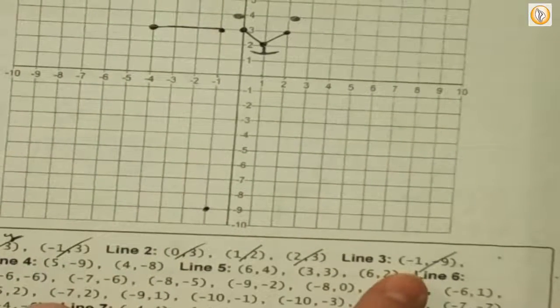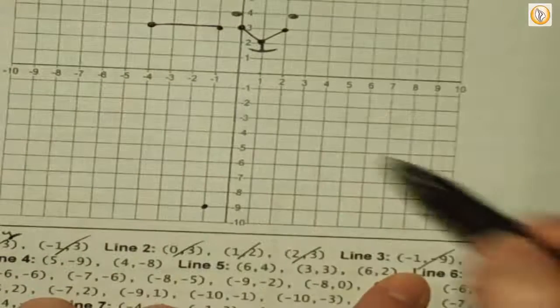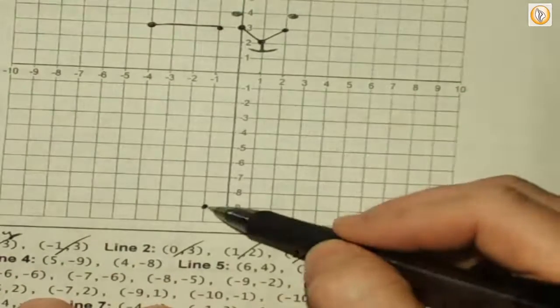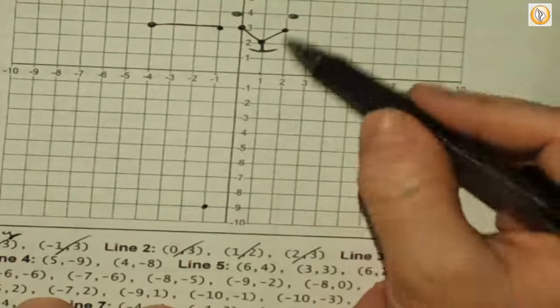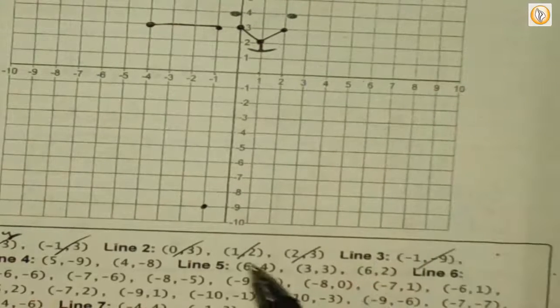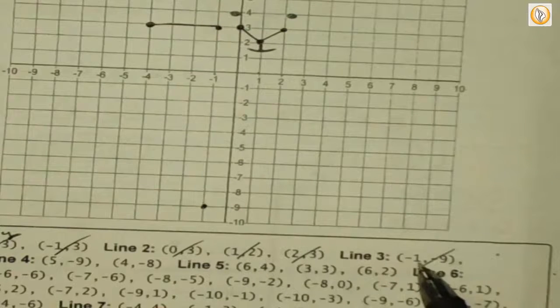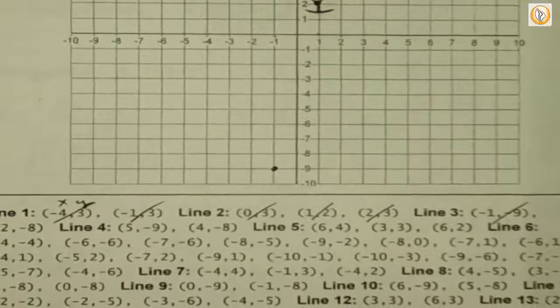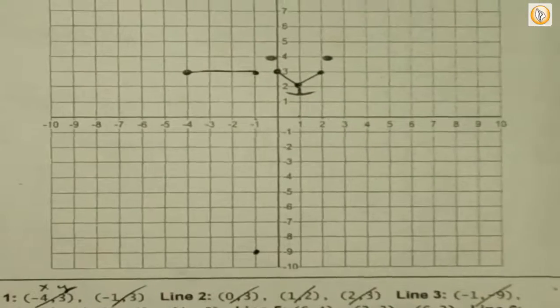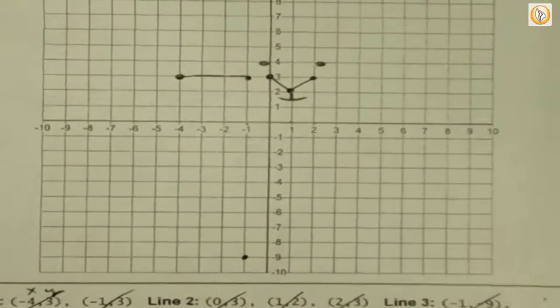Then line 3, you start a new one. -1 and -9. Oh, look, way down here. Put a dot. You don't connect those two because that's line 2. Those are connected, and then line 3 is going to be connected. Kind of fun. And by the time you're done, you should have a picture that you recognize.